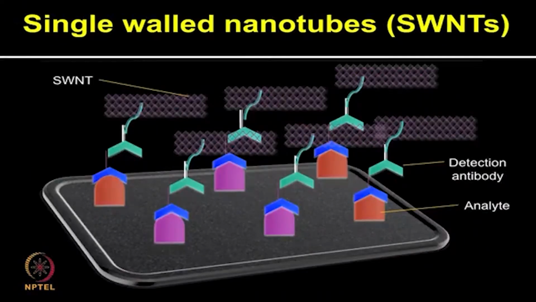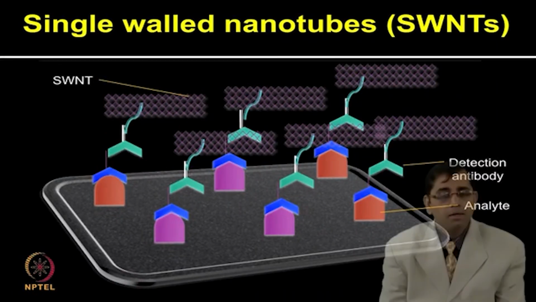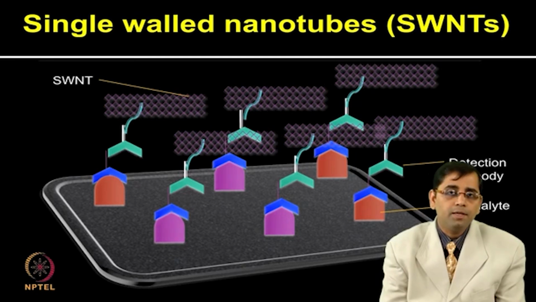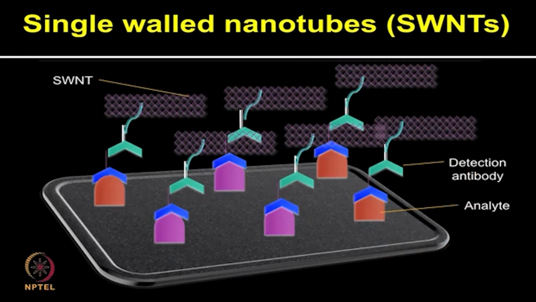The macromolecular single wall nanotubes, SWNTs, functionalized with specific Raman dye labeled antibodies are used for multiplexed detection of target proteins bound on the microarray slide, which is gold coated. As you can see in this slide, SWNTs functionalized with Raman dye labeled antibodies are used for multiplex detection of target proteins which are bound on the gold coated microarray surface.